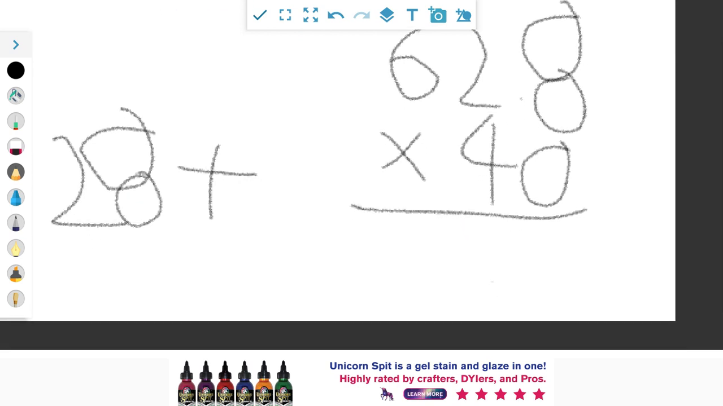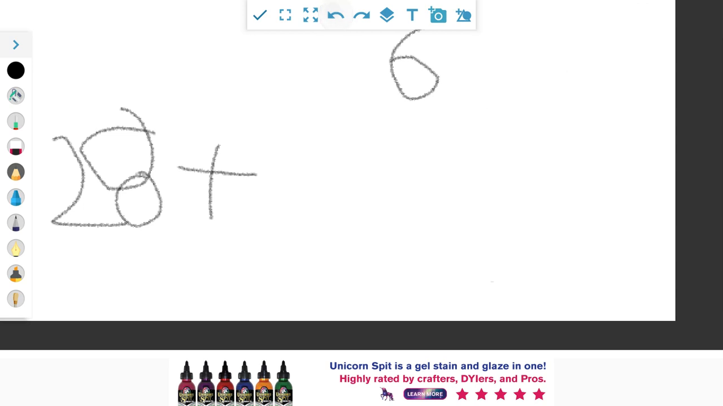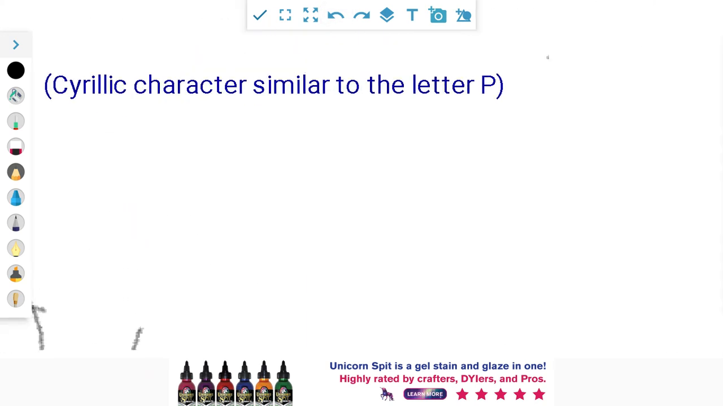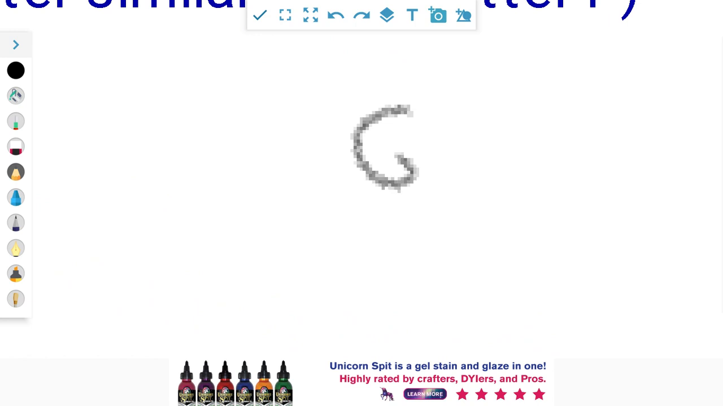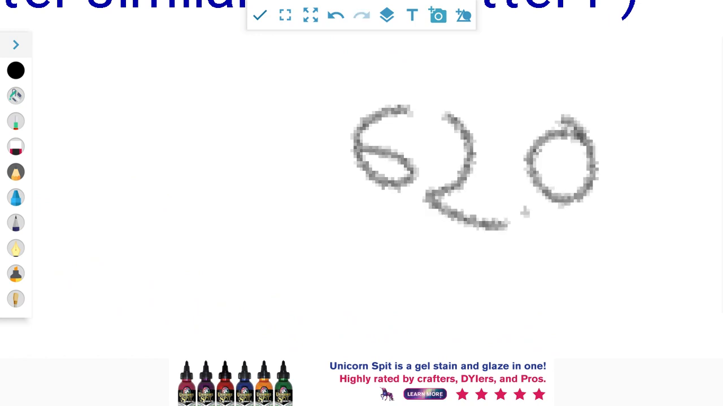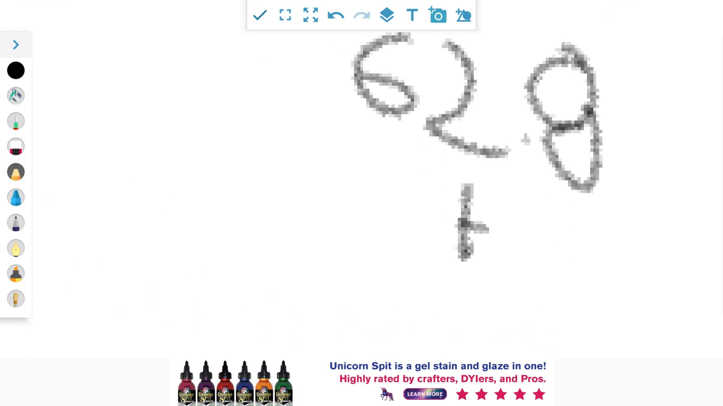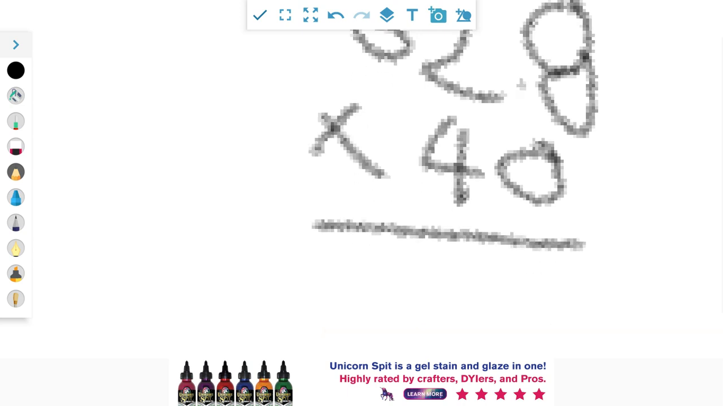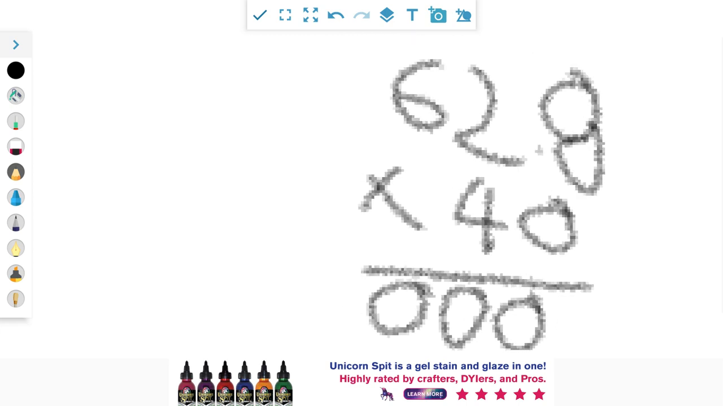But anyways, 62.8 times 40. Shoot, I don't have a lot of space. What I'm gonna do, I'm gonna write 62.8 very, very tiny. So it's pixeled. I hope you can see it. 0 times 0, 0 times 8, 0. All those are zeros.